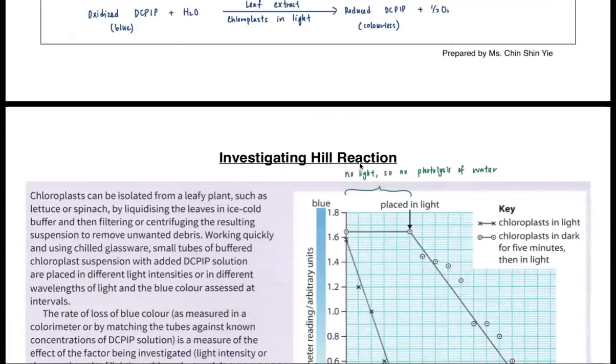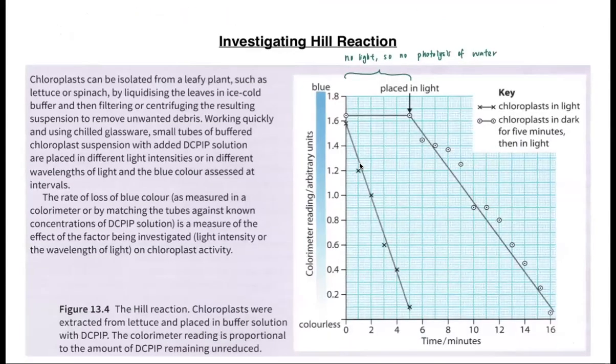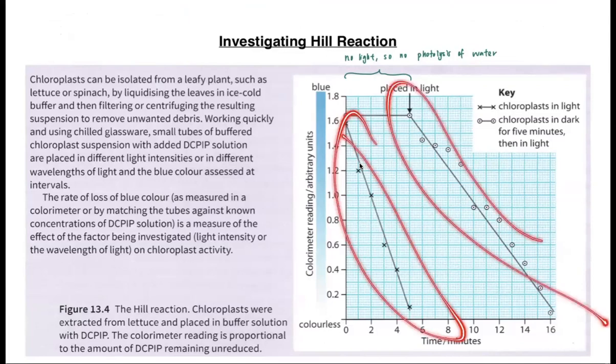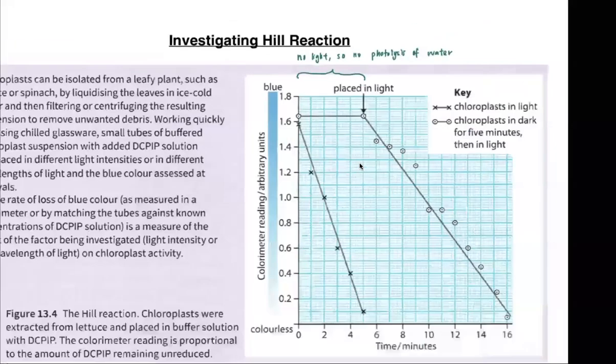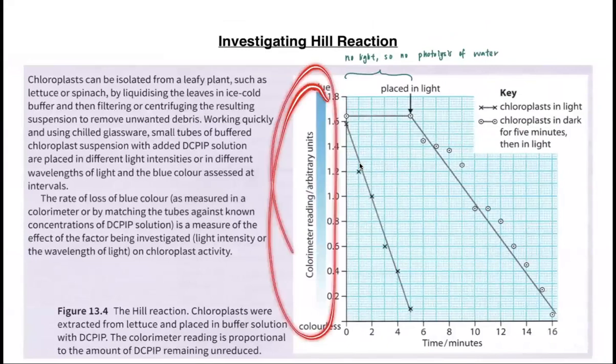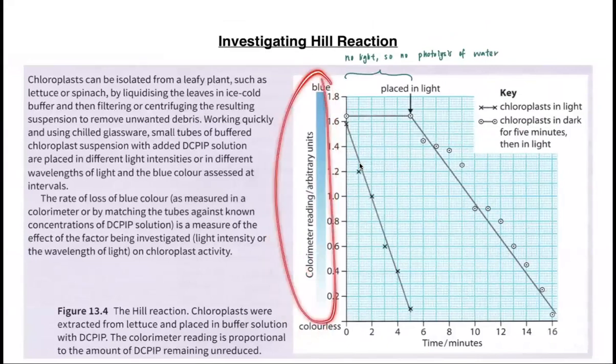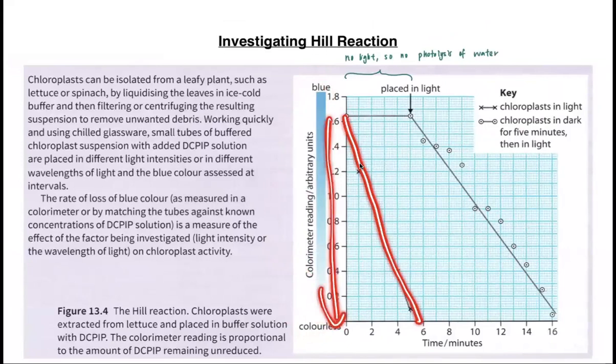Okay, so here is just the experimental setup. There are two different situations: chloroplast in light and chloroplast in dark. At first, when you keep it in the dark, no matter how long you do, this is a colorimetric measurement, basically measuring the intensity of blue color. As it moves down, basically it is being decolorized.